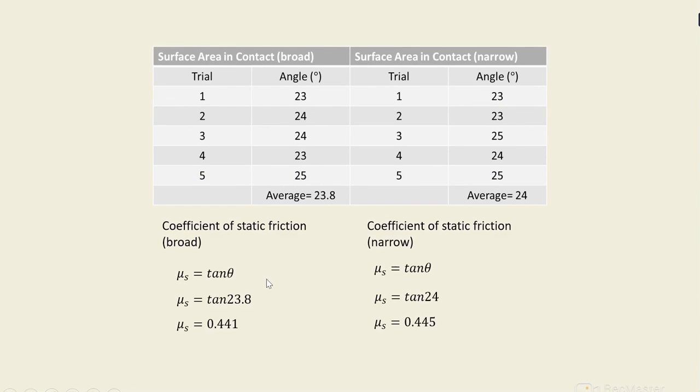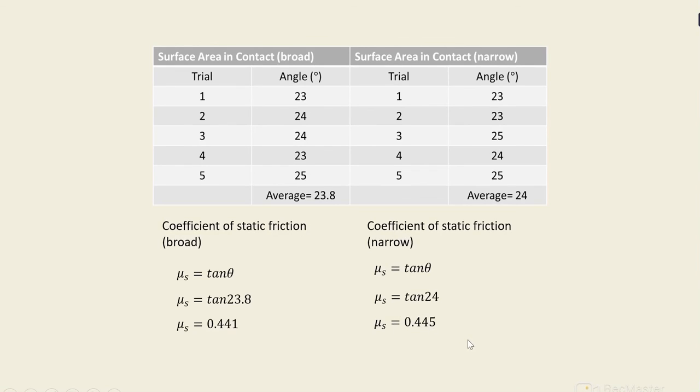With the previous formula that we obtained, we can solve for the coefficient of static friction, which is computed by taking the tangent of the average experimental angle. So, the average coefficient of static friction between these two materials with the broad side facing down is 0.441, whereas the coefficient of static friction with the narrow side facing down is 0.445.